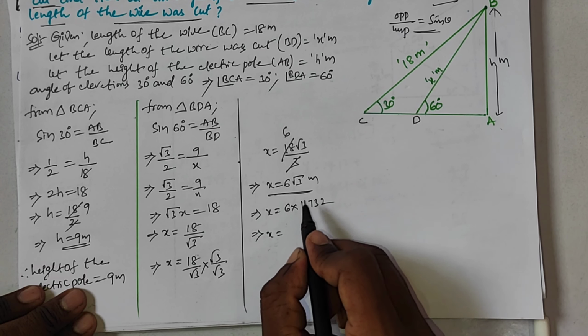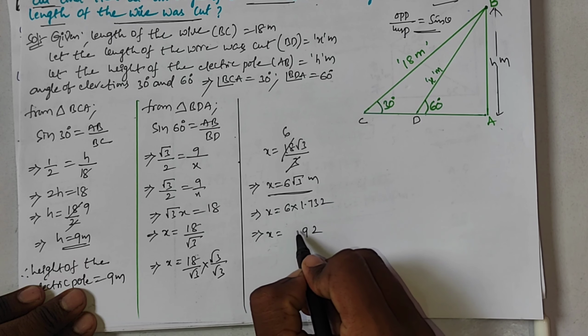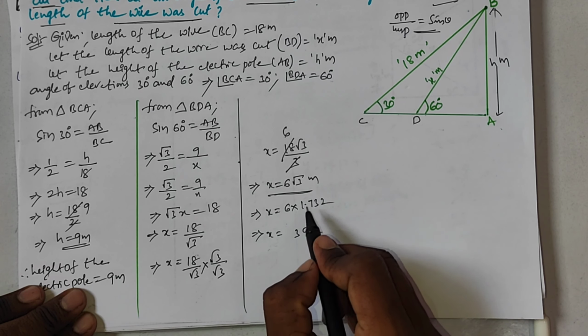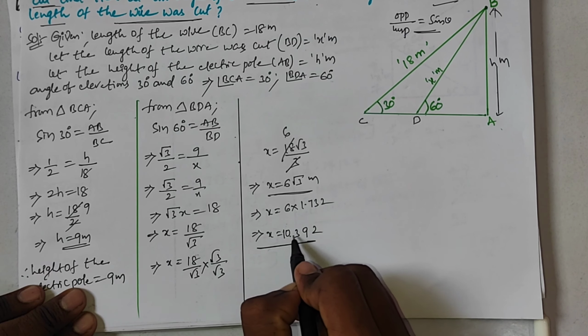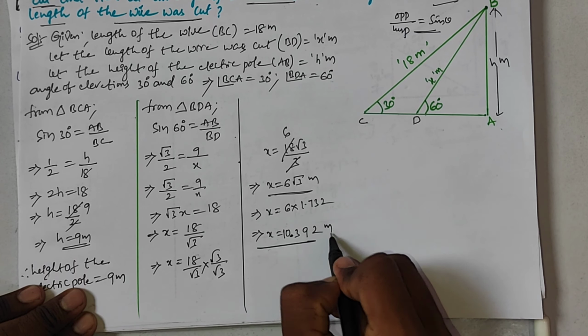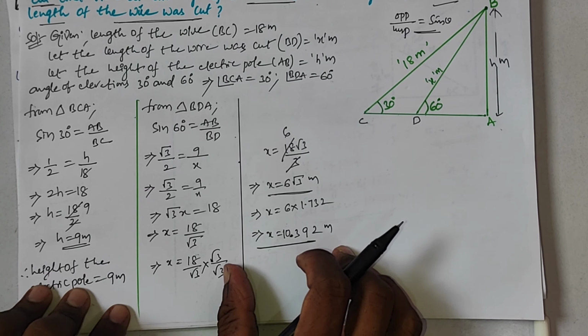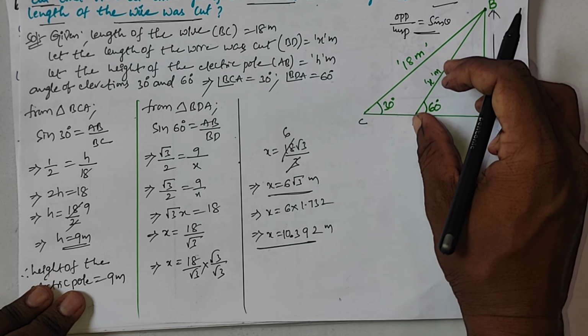1 is a carry. 6 7 is 42 plus 1 is 43. 4 is a carry. 0.61 is 6. 6 plus 4 is 10. Therefore, how much we got? X equals 10.392 meters, right? But this is the value of x.